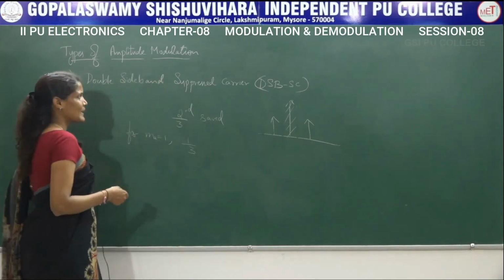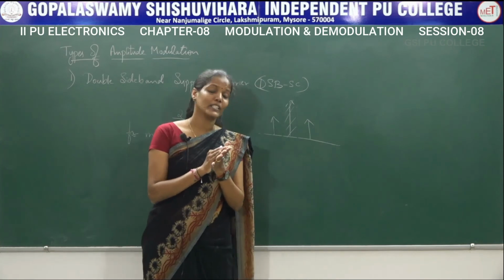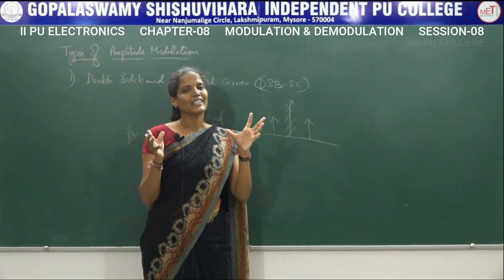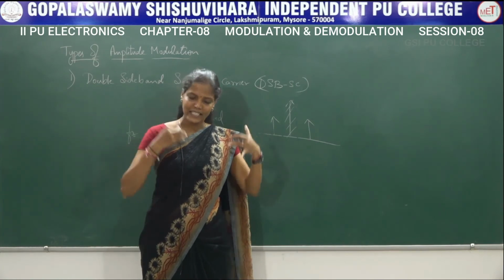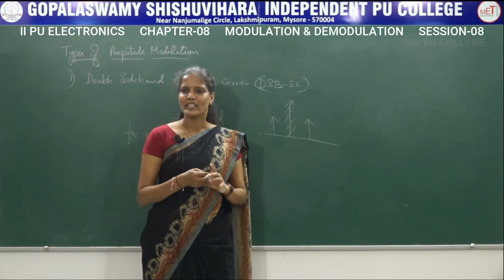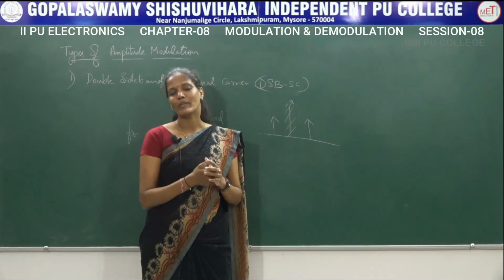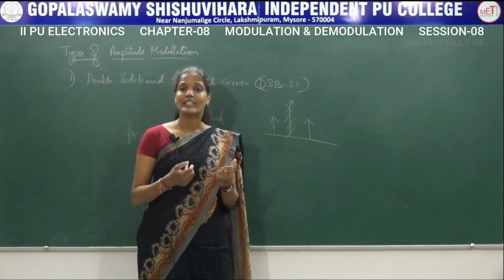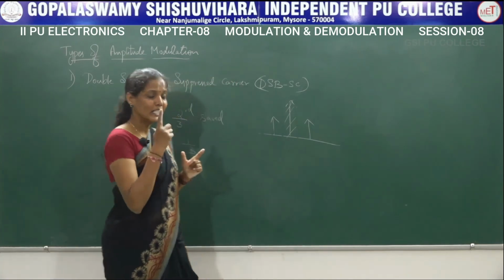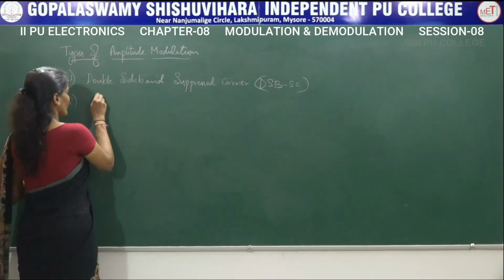So double sideband suppressed carrier means we are going to suppress the carrier component which does not contain any kind of information, but retain the two sideband signals, and those sideband signals will be transmitted over a longer distance. By doing this, the overall efficiency of the amplitude modulated signal will be increased and the power loss can be minimized to a larger extent. Now we will move on to the next type of amplitude modulation.